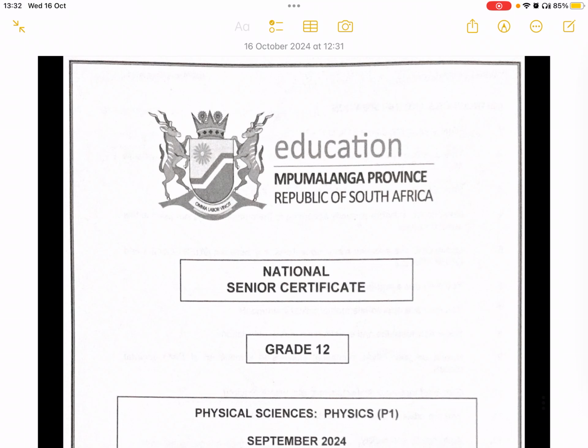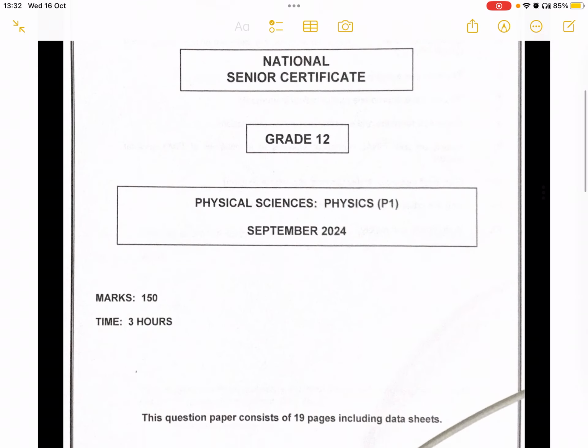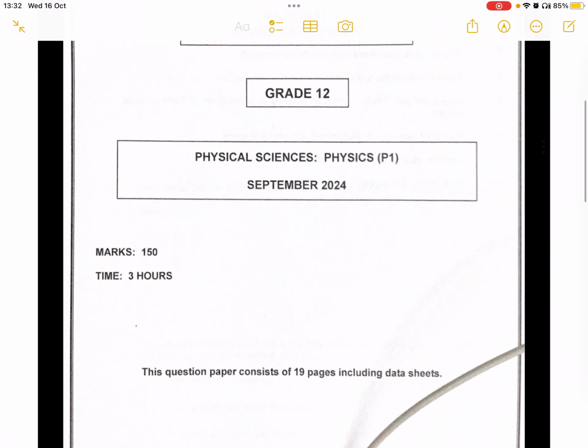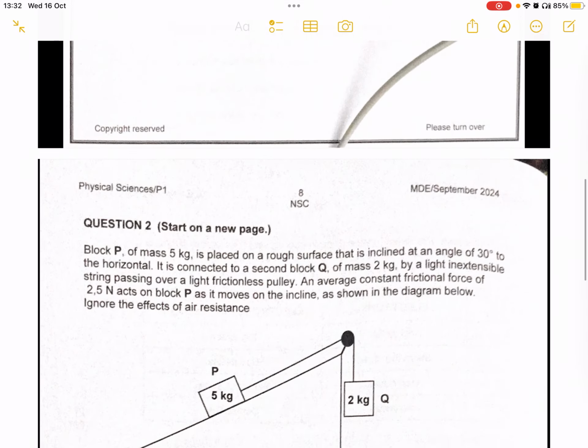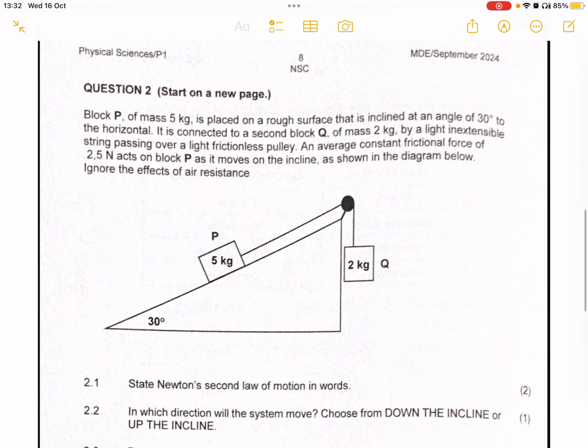And in today's video, we are looking at the Mpumalanga trial exam from Physical Science Paper 1, the September 2024 paper, and our focus is on question 2, which is basically Newton's laws of motion.